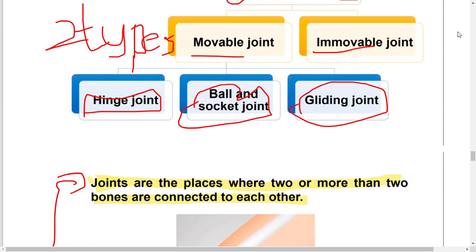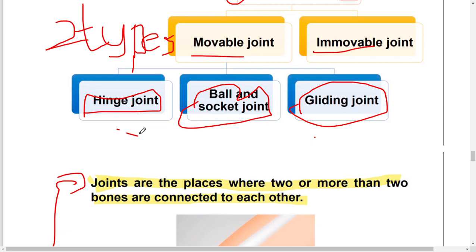Now let's learn about the hinge joint. Hinge joints allow the movement of your bones only in one direction, which means they move at a 180-degree angle. For example, the elbow and the knee joints move at a 180-degree angle, in one direction only.